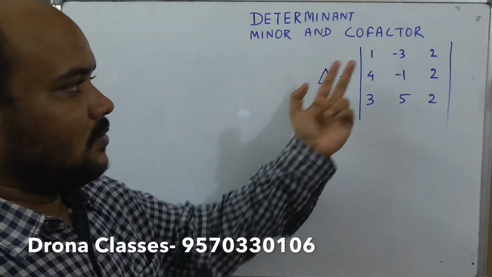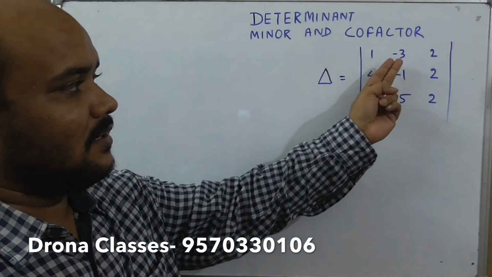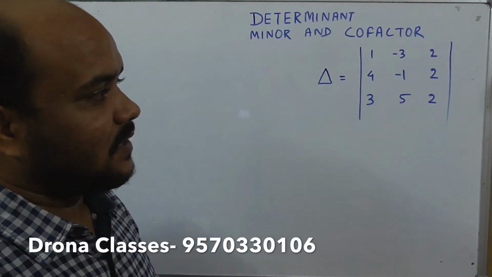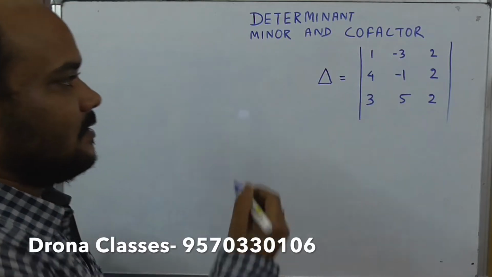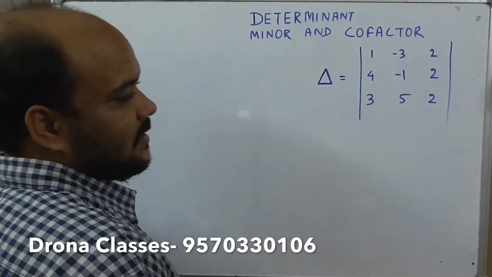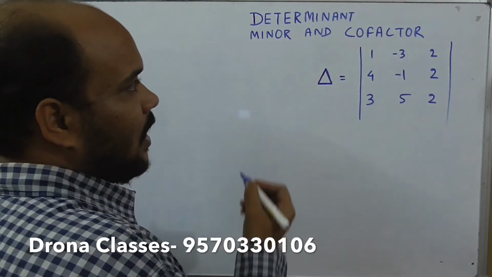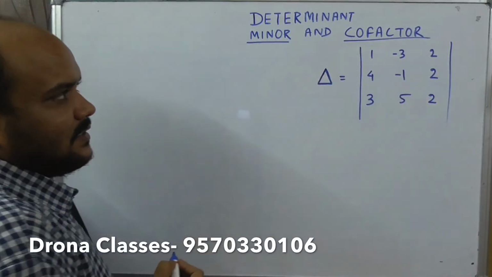This is a matrix which has elements 1, -3, 2, 4, -1, 2, 3, 5 and 2. And this is how we write a determinant. This is the symbol of a determinant. Now, how to find the minor and cofactor of a determinant?